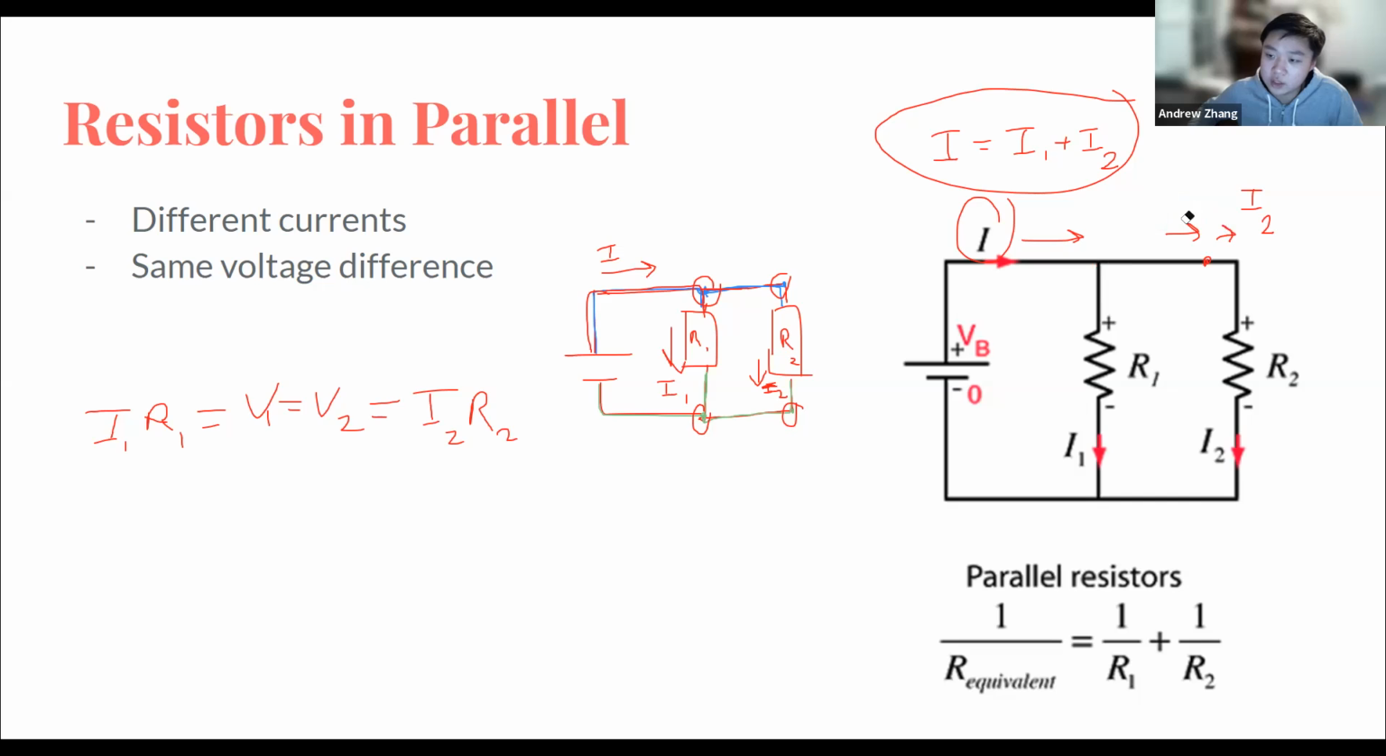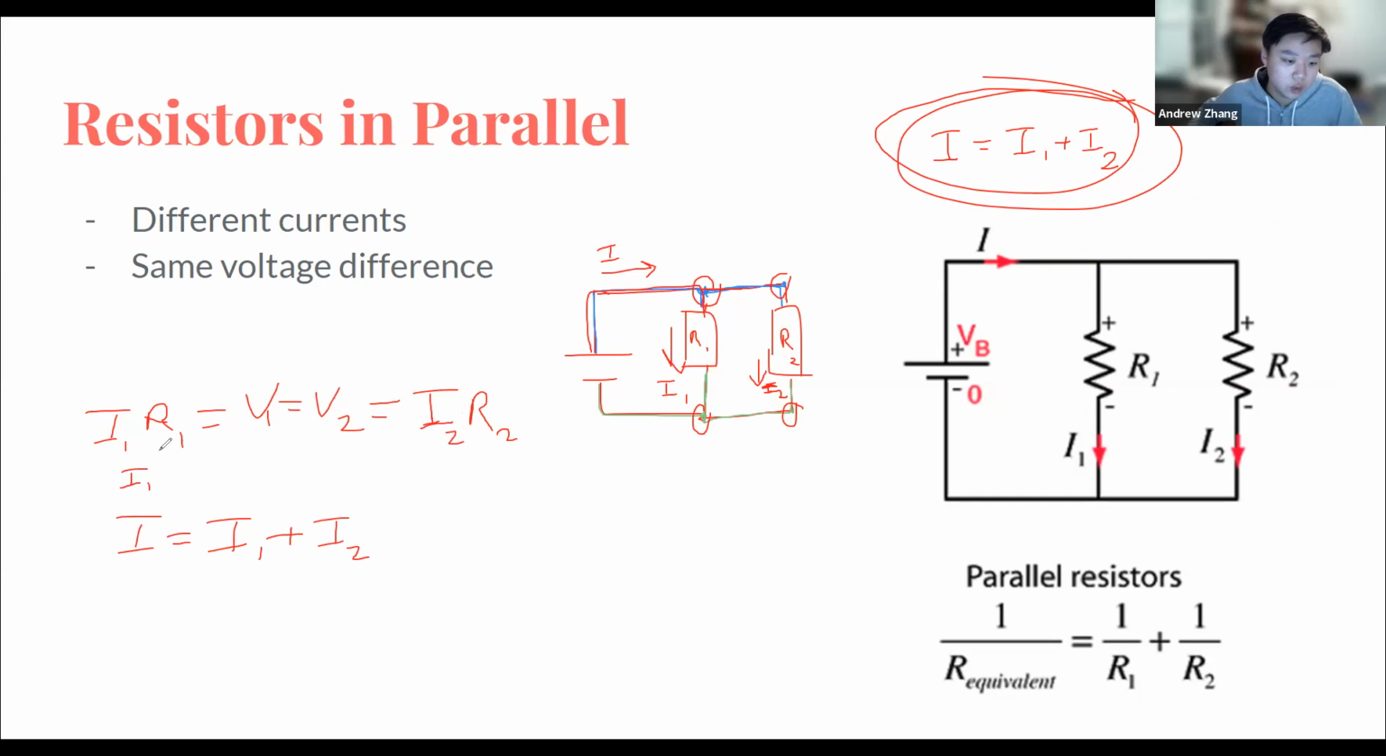So I'll erase all this. I'll keep the junction rule here. This is very powerful, and we can use this. I'll just put it down here: I is equal to I1 plus I2. And now I can do some algebra here. So let's say I plug in I1.